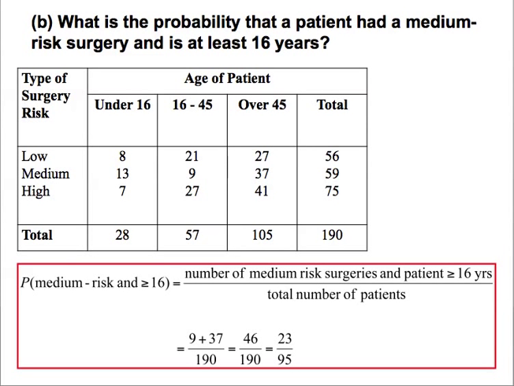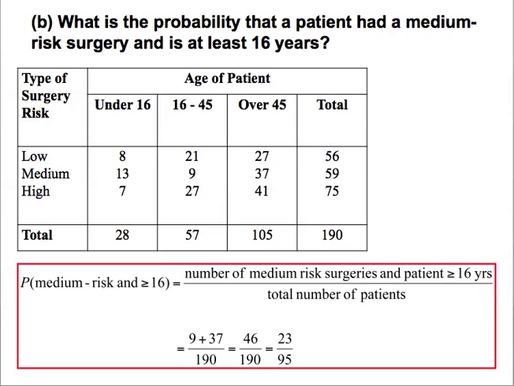Okay, and we realize that we would have to sum the 9 and the 37 to find the total number of patients who were at least 16 years and had medium risk surgery. So that would give us 46 over our 190 patients. And that can be broken down to 23 over 95.